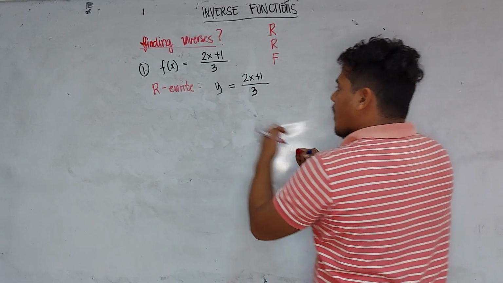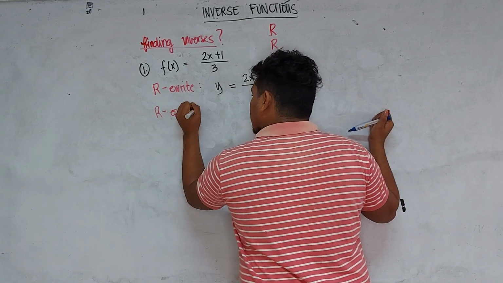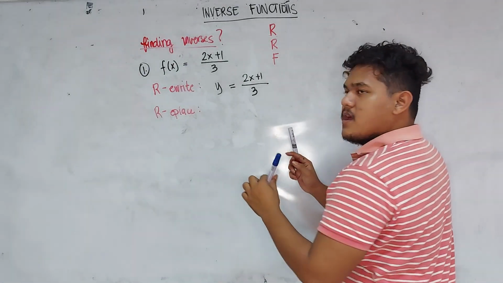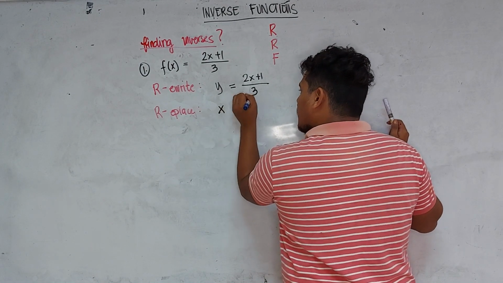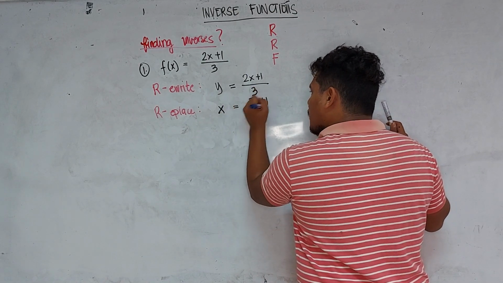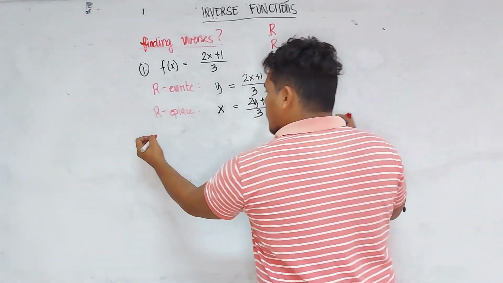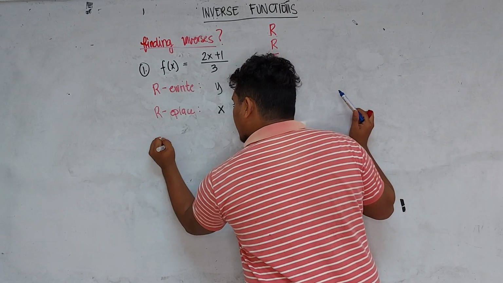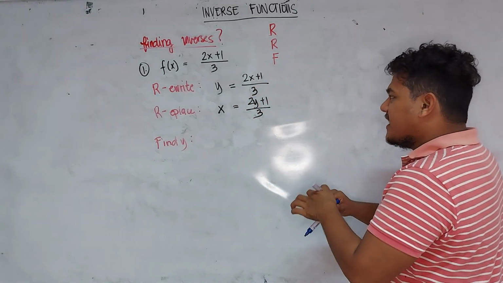Second step R, which means replace. Replace x to y and replace y to x, or interchange x and y. So that becomes x equals (2y plus 1) over 3. The last step would be F, which stands for find. Find what? Find y. Find y in terms of x.